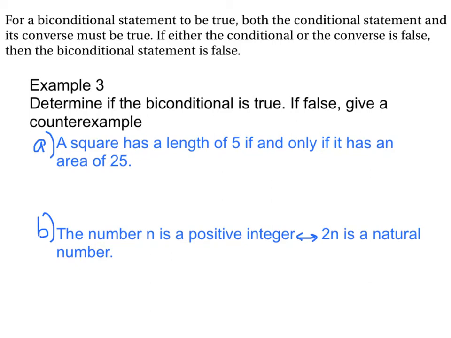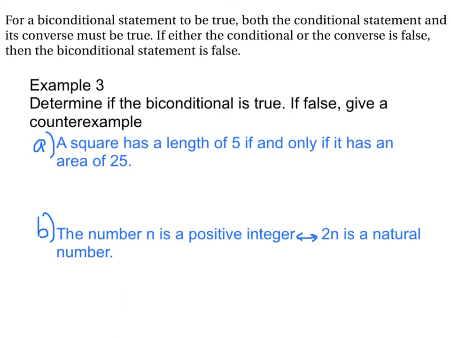So let's start with our conditional, which I'm hoping you can do a lot of these in your head. Our conditional would say, if a square has a length of 5, then it has an area of 25. Is that true? That would be true. Now let's do the converse.